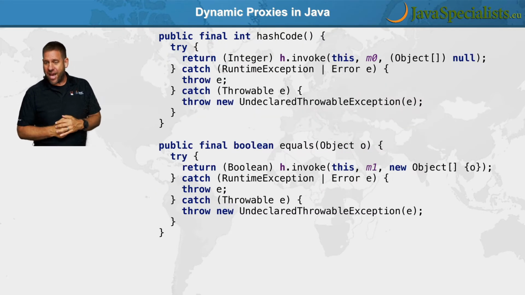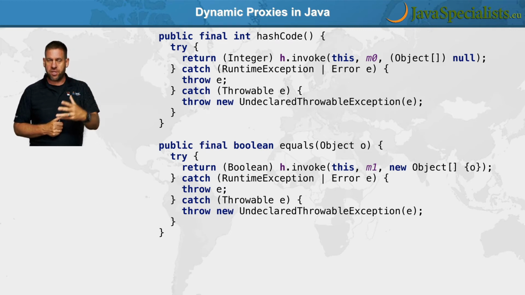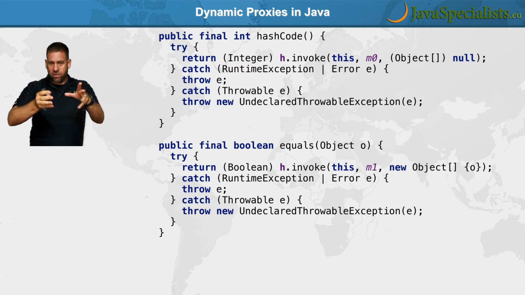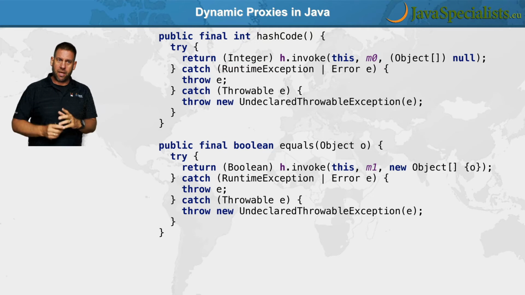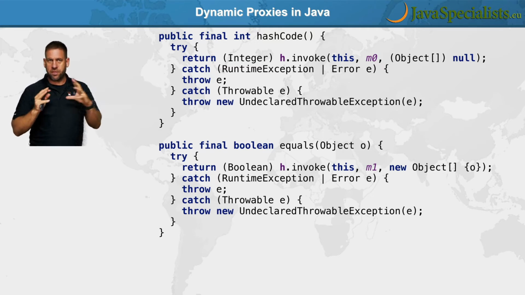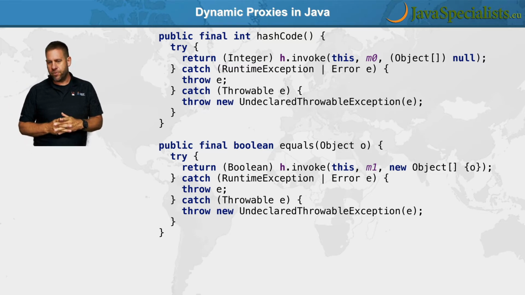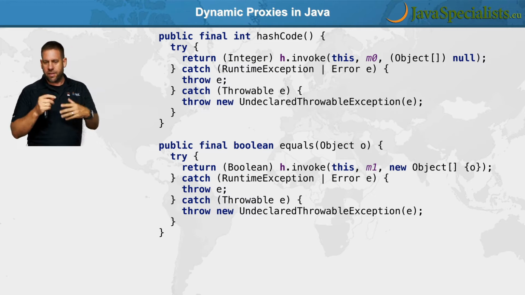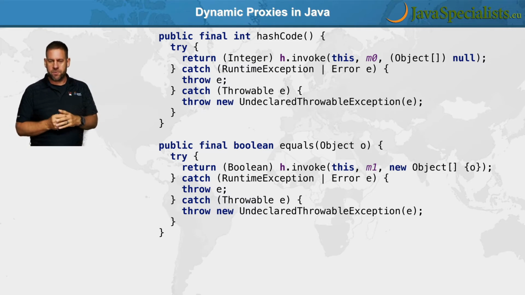And then here's the hashCode function. The hashCode calls h, which is our invocation handler, dot invoke this, which is the current proxy, comma the method m0, comma, because there are no parameters for hashCode, we pass null up to the invocation handler, but we cast it to an object array so that it's clear what that is. Otherwise, you might think it's actually a null argument that's being passed, but no, it's an object array of null.